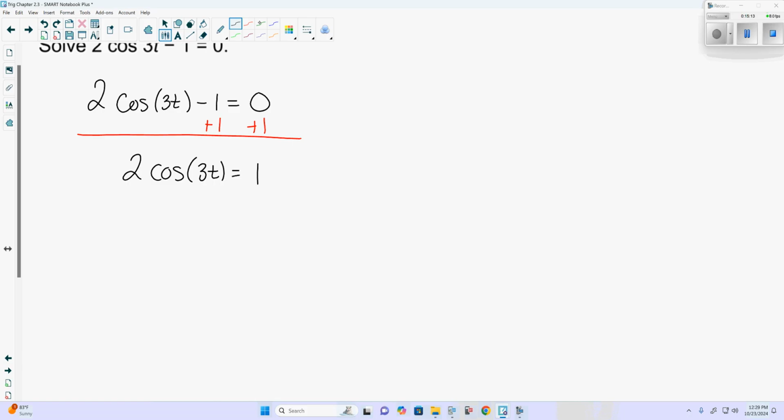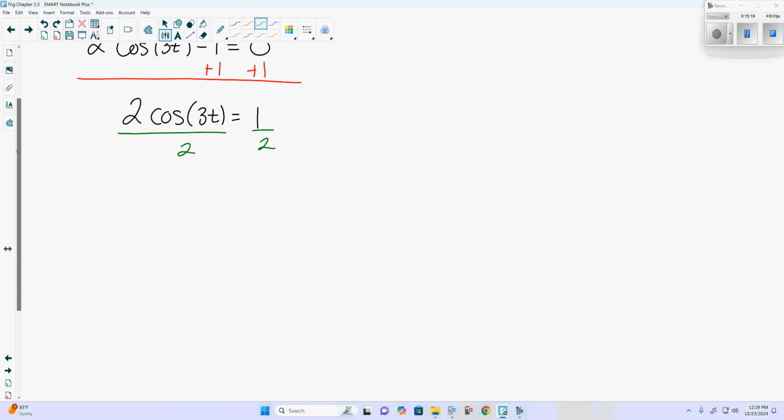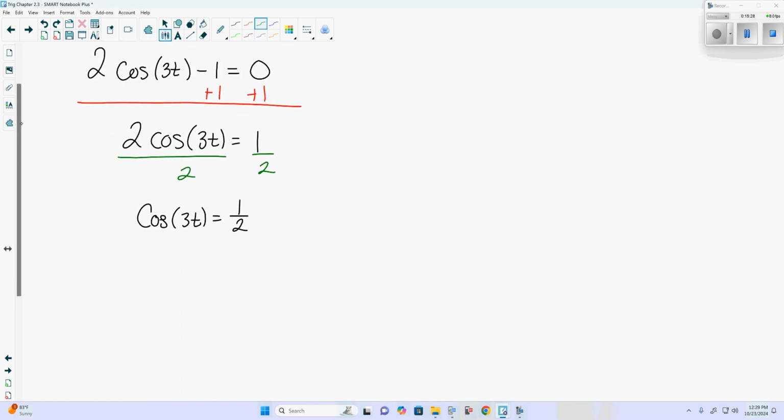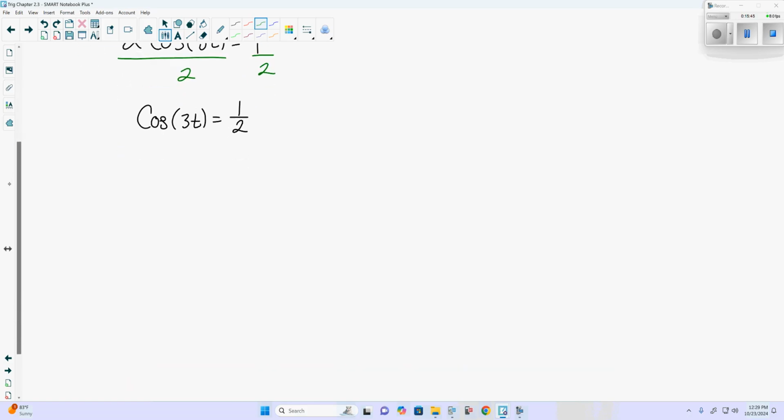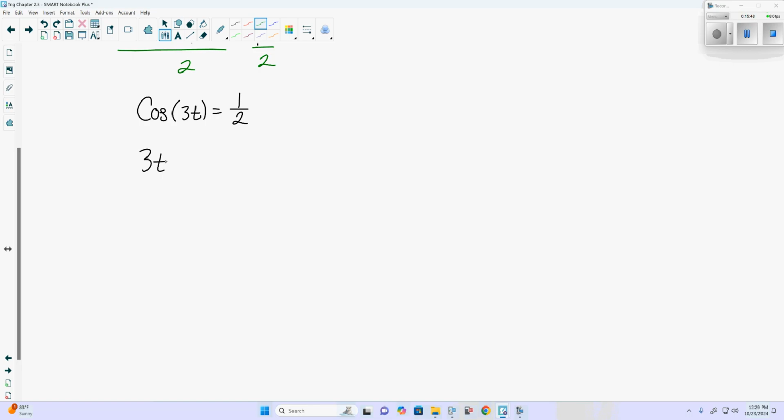Then we would divide both sides by 2. Telling me that cosine of 3t is equal to 1/2. Questions on how we got to this here? Okay. Now 1/2 is nice because it's on our unit circle. At what measures does cosine have a value of positive 1/2? Pi over 3. And what's our other one? 5 pi over 3.